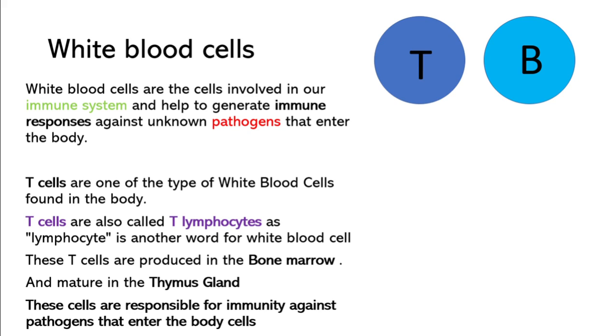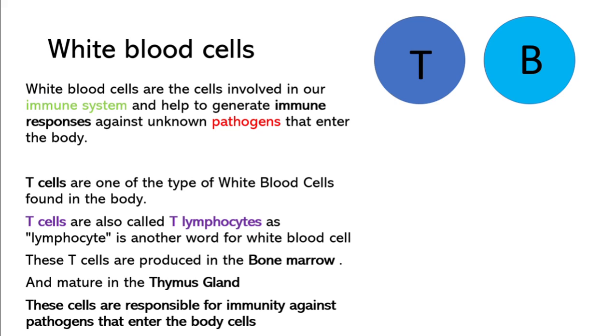So as we know, white blood cells are the cells that are involved in the immune system and help to generate an immune response against unknown pathogens that enter the body and cause illness and try to damage our healthy cells. So T cells are just a type of white blood cell. There is no difference in the type of cell a T cell is and a white blood cell is, as a T cell is just a white blood cell, but it's more specific to the type of response it will have. So T cells are also called T lymphocytes. They're just two names for it, but they mean the same thing.